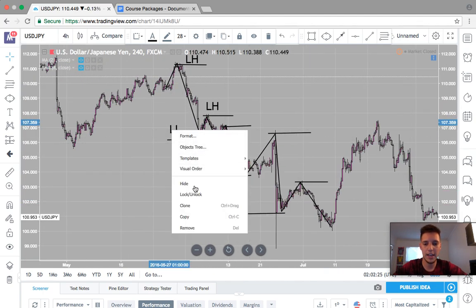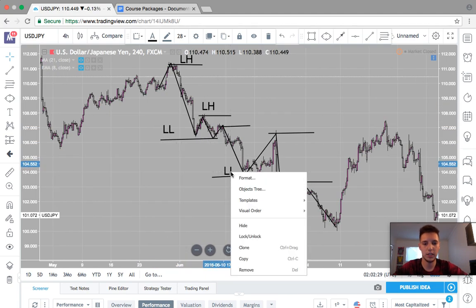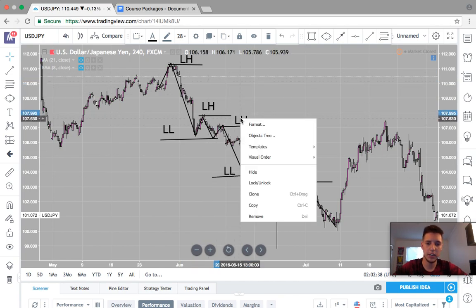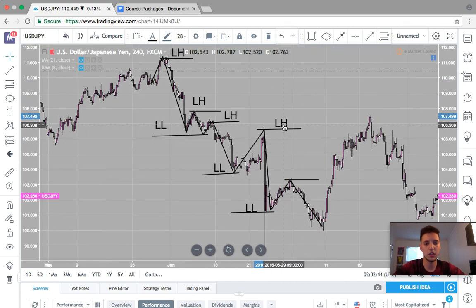I'm going to clone that and bring my next lower low to the next area of structure, and so on. I'm going to keep repeating this process until I am finished with my structures. I want to be labeling every single structure I have in the market. I want to take advantage and be able to notice where this structure is located.